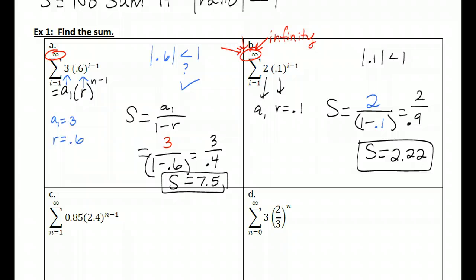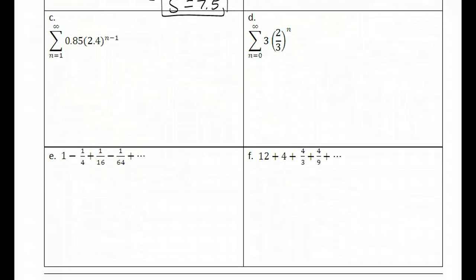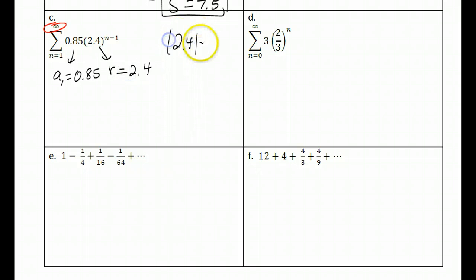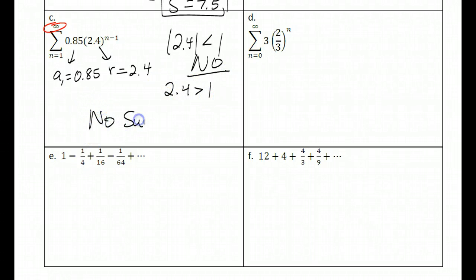Alright, let's move right along here. Look at example C. So again, it's infinite. Alright, A1 is 0.85. R is 2.4. Is that less than 1? No. 2.4 is greater than 1. So actually this has no sum, and that's your answer. And you might get an answer like that on a test or quiz. So an answer of no sum is appropriate. Alright, I want you to pause the video and try D on your own, and when you unpause, I'll have the answer revealed.